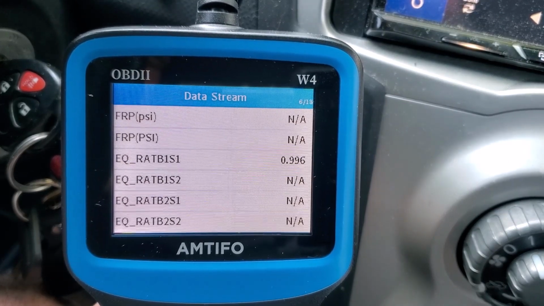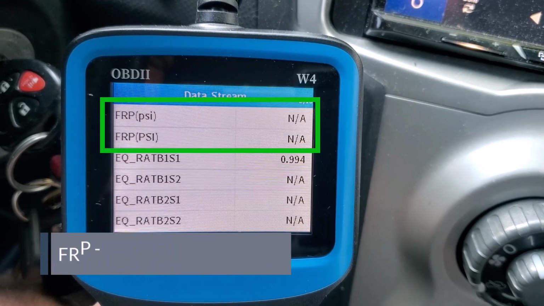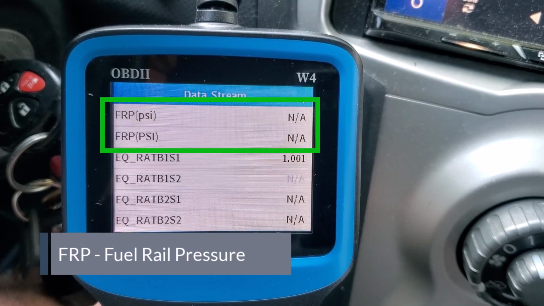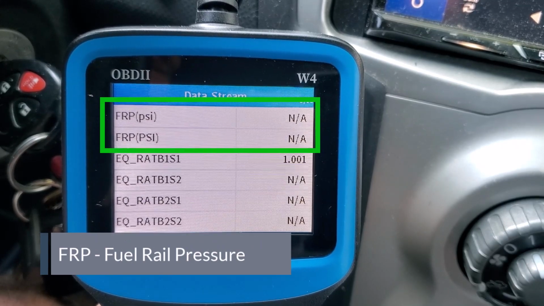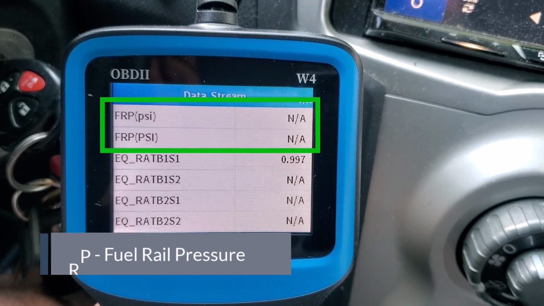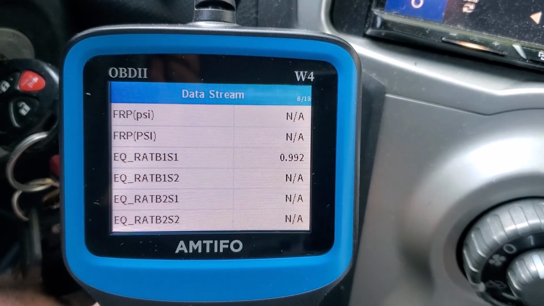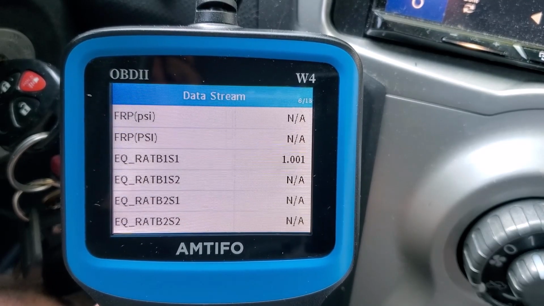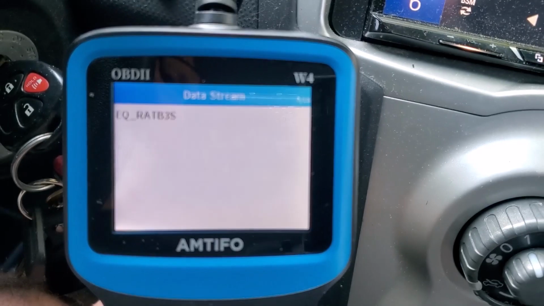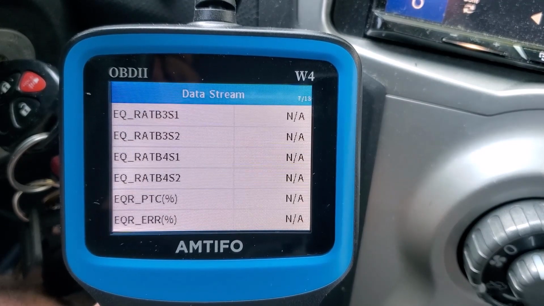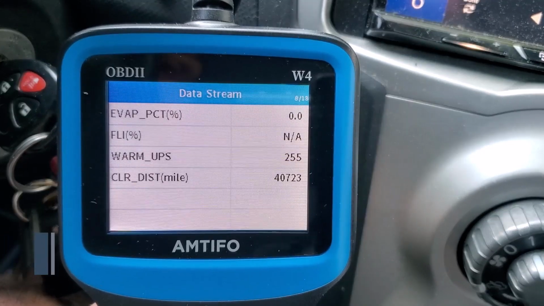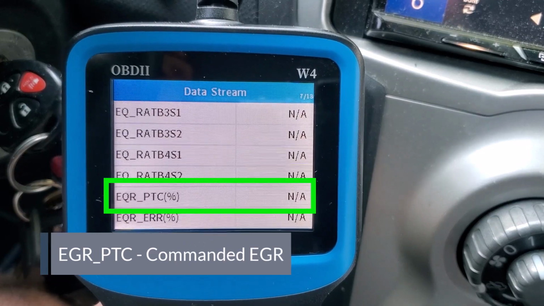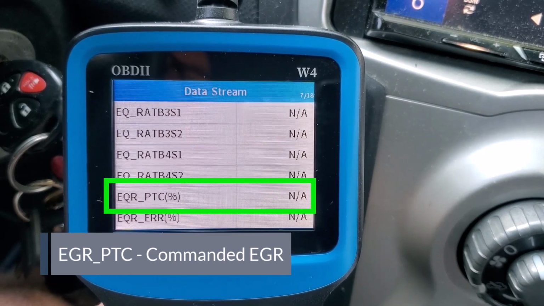Okay, next up top on the screen we have the fuel rail pressure. There's actually a couple of them on here. I think there's like 3 PIDs, parameter IDs, for fuel rail pressure, and I'm not sure which ones these two are, but they are NA for this vehicle. And then I have the EQ ratio stuff you see, equivalence ratio, and that was discussed in the oxygen sensor past video.